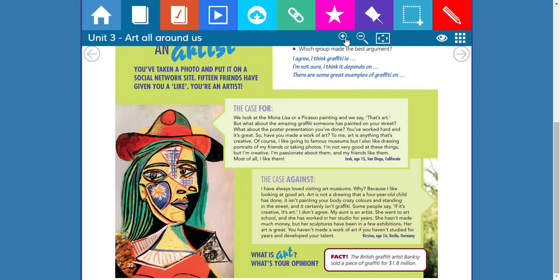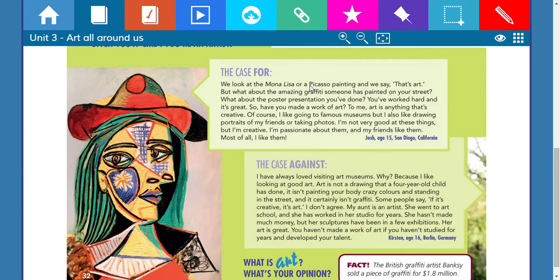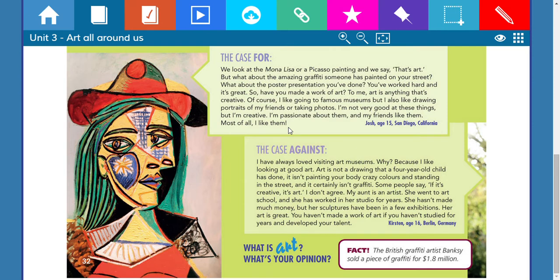What is art? What's your opinion? Okay. Fact. The British graffiti artist Banksy sold a piece of graffiti for $1.8 million.